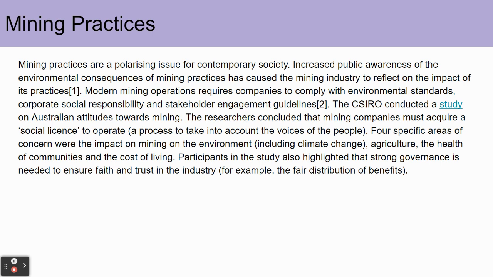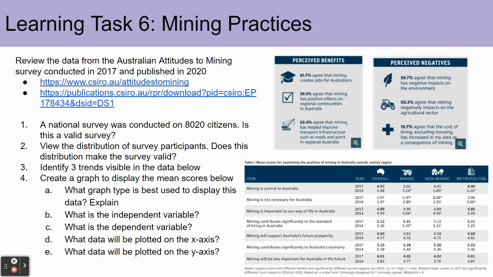So in Learning Task 6, you're going to review the data from the survey that was conducted in 2017 and published in 2020, and you're going to do some data analysis there. The survey was a national survey, but only conducted on 8,020 citizens. So I want you to comment on whether you think this is a valid survey, using your knowledge of sample size and the different types of ways you can do an investigation. Looking at the distribution of people in the survey, did the distribution make the survey valid?